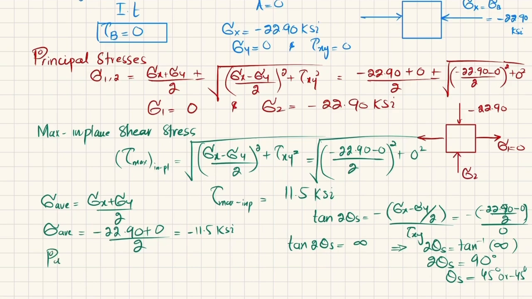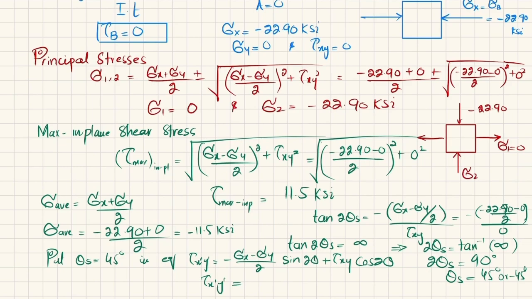So put θs equal to 45 degrees in the transform equation for shear stress, which is equal to minus (σx minus σy) divided by 2 into sine of 2θ plus τxy cos of 2θ. So when you put the value of σx, which is equal to minus 22.90, and 2θ is 90 degrees, you will get 11.5 ksi, which is positive.